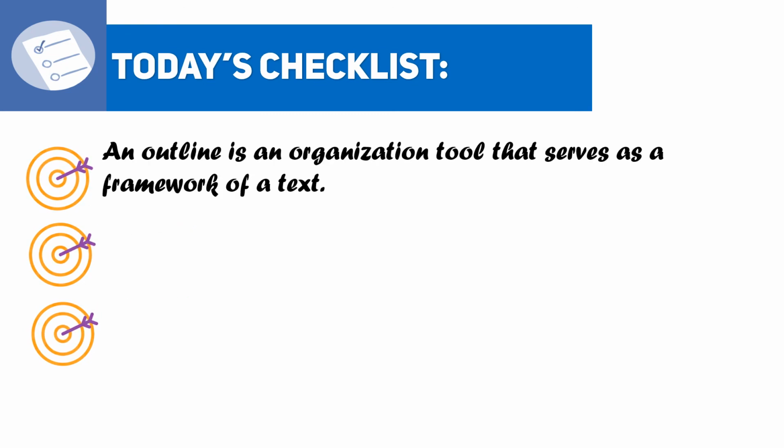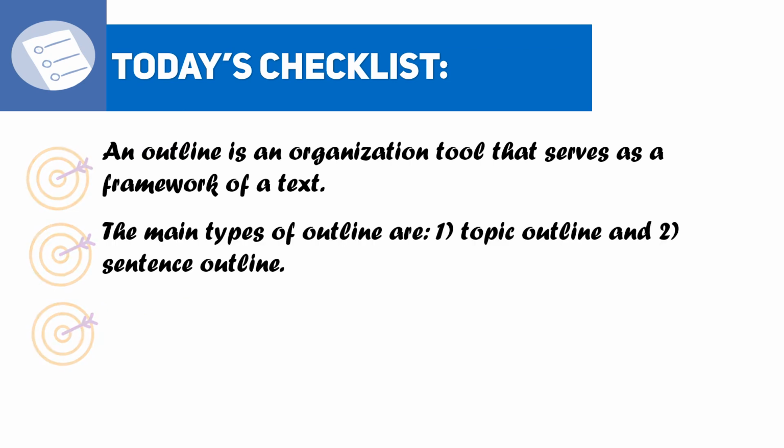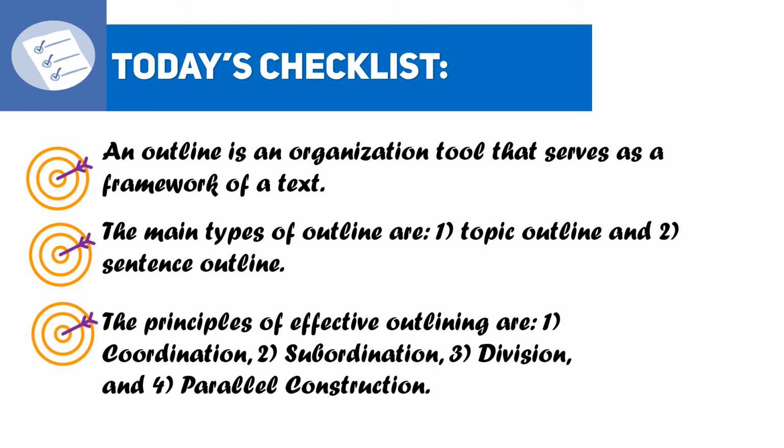So to recap, an outline is an organization tool that serves as a framework of a text. The main types of outline are topic outline and sentence outline, and the principles of effective outlining are coordination, subordination, division, and parallel construction.